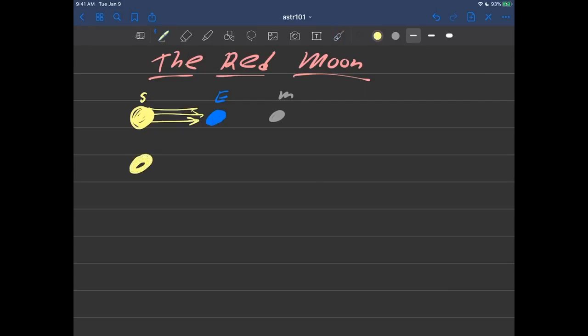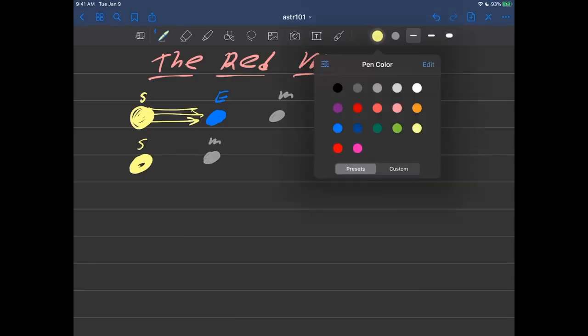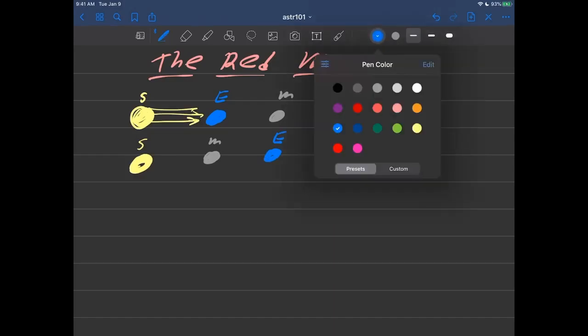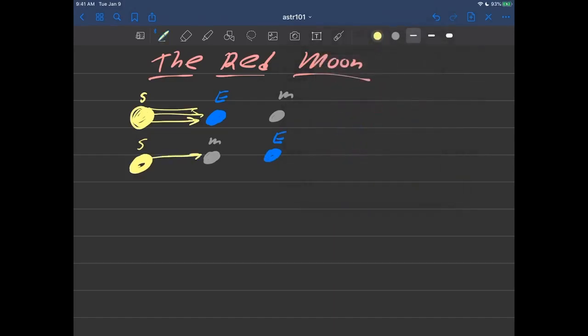There's another configuration where the sun might be here, and the moon might be here, and the earth might be here. And of course the sunlight does its usual thing, streams across the solar system, and it runs into the moon. It would like to go on and illuminate the earth, but it can't because the moon is in the way. And so these are the conditions of eclipses right here.